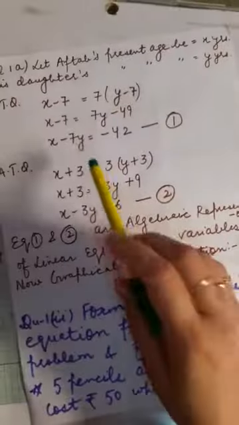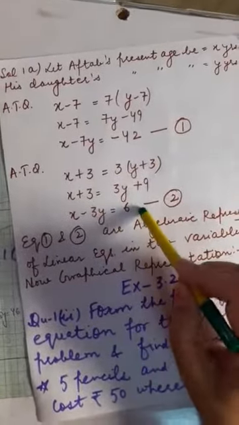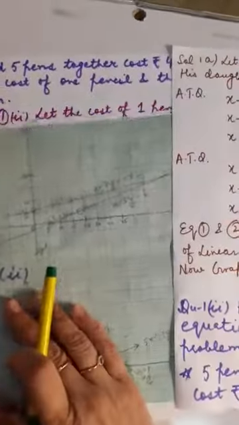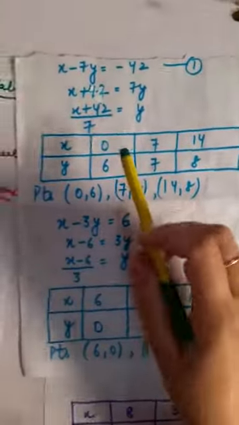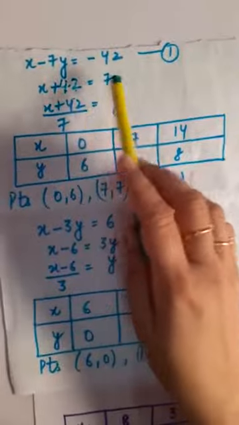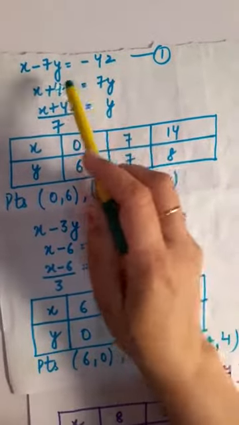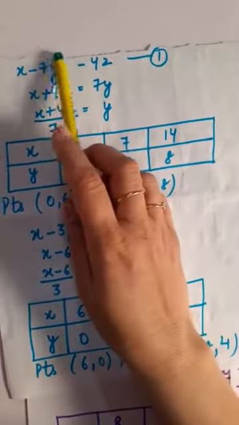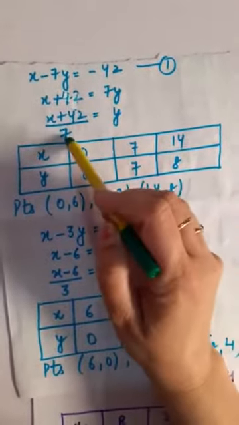Look children, these both equations: x minus 7y is equal to minus 42, x minus 3y is equal to 6. I am going to write here. This is the very first equation: x minus 7y is equal to minus 42. Through this you have calculated the value of y. Fine. This 7y I have brought on this side. This is x plus 42, divided by 7.